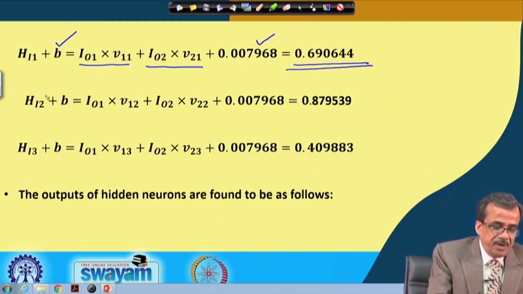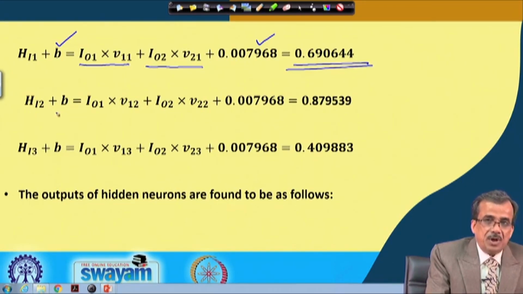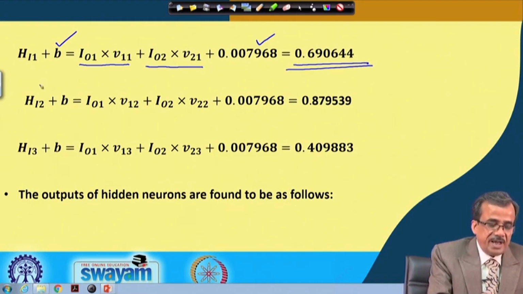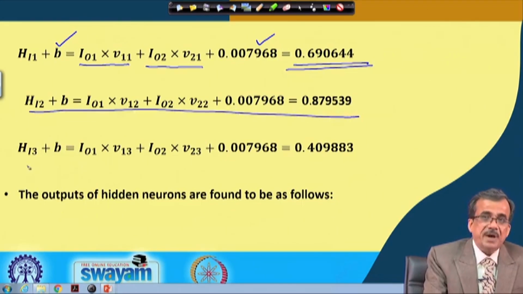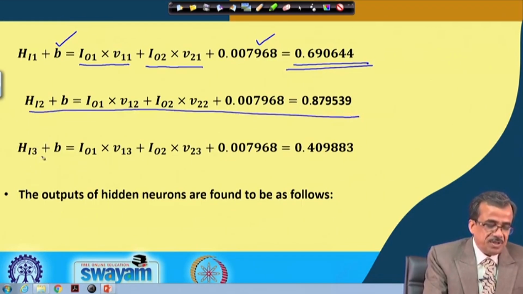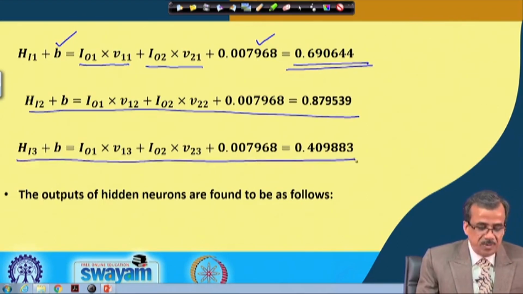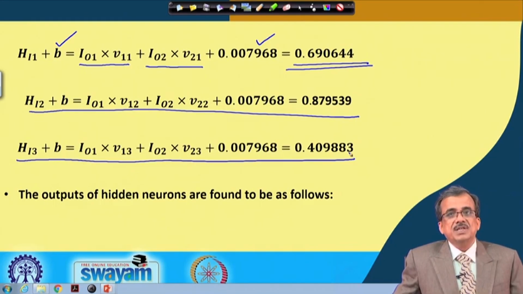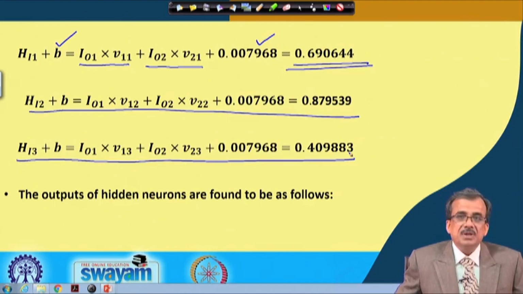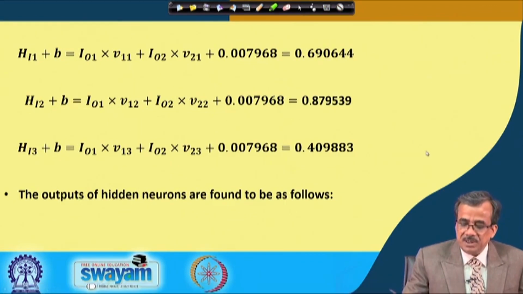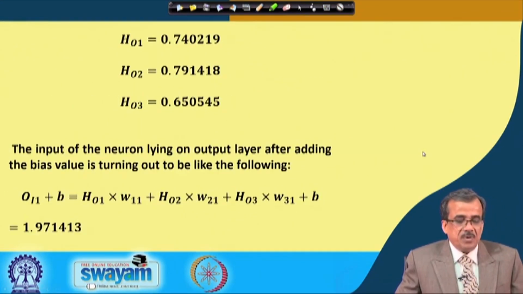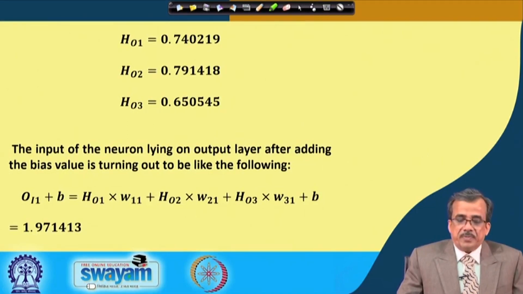Now, similarly, I can find out the input of the second neuron lying on the hidden layer plus bias value. I can also find out the input of the third neuron lying on the hidden layer plus bias value, and once you have got these inputs of the hidden neurons, then using the transfer function, very easily I can find out what should be the output.